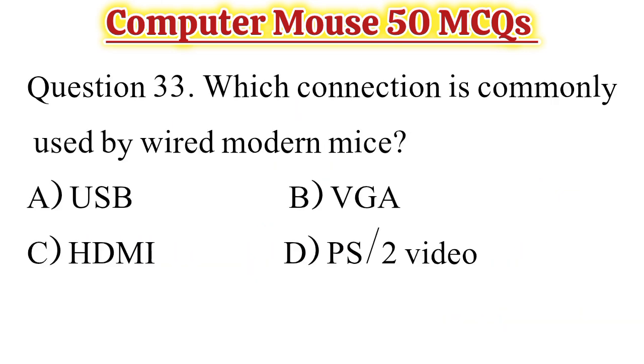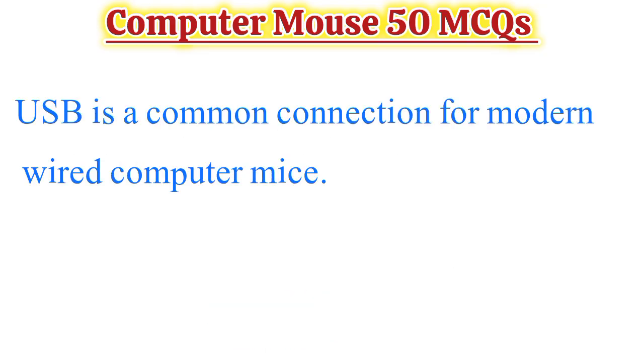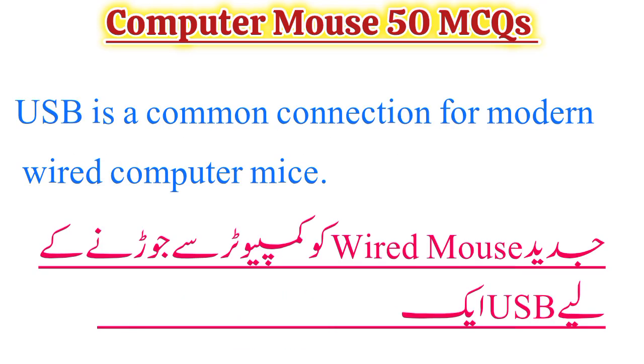33. Which connection is commonly used by wired modern mice? A. USB. B. VGA. C. HDMI. D. PS2 video. Answer: A. USB. USB is a common connection for modern wired computer mice.